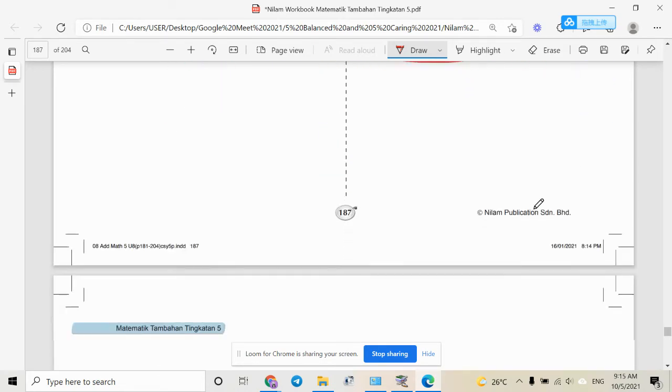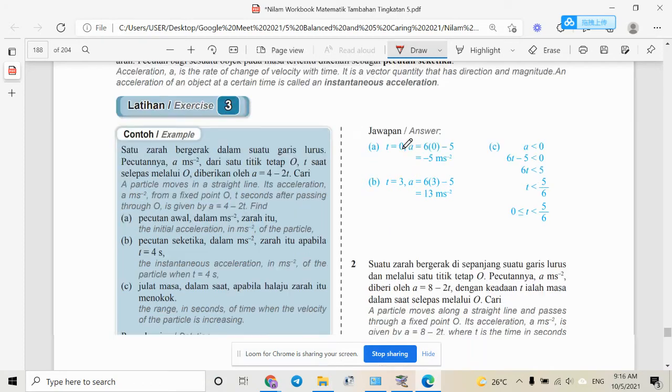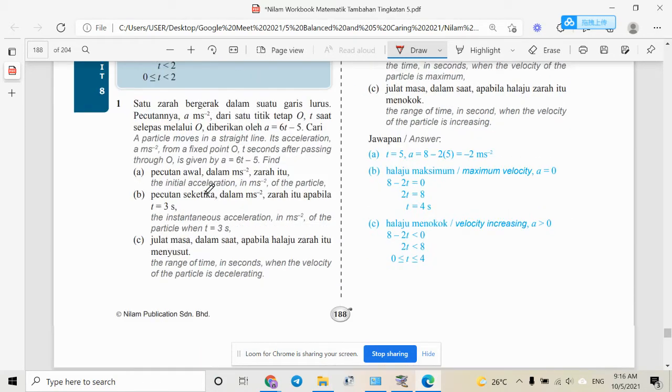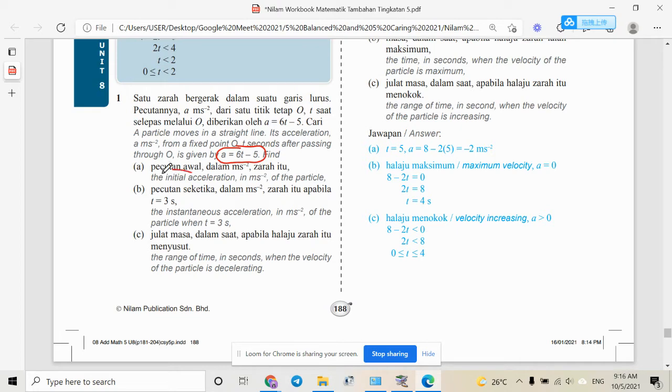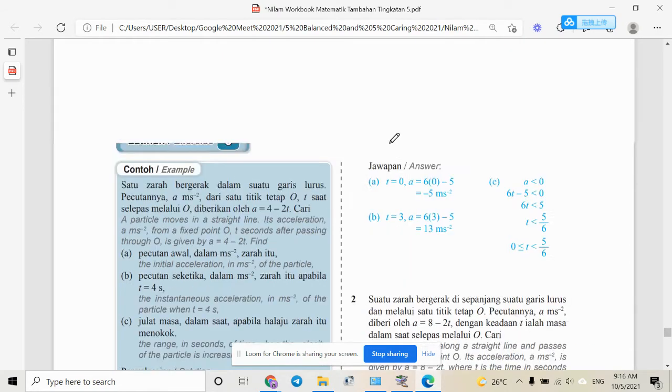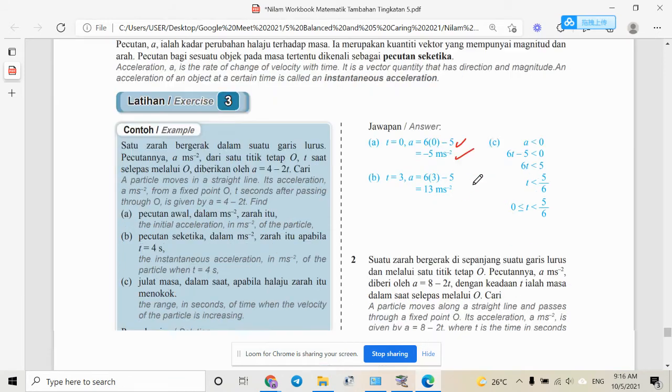So now look at page 1 at. So this one is about acceleration. So acceleration, what is acceleration? This one I already taught you, so I straight away discuss the exercises. Question 1, page 1 at. A particle moves along a straight line. So now they give you acceleration. Calculate initial acceleration. So same, initial meaning that t equals 0. So just substitute t equals 0 inside, then you get the answer -5.